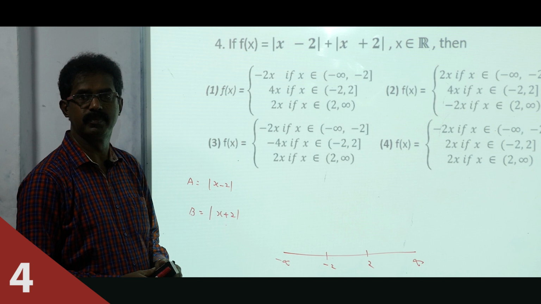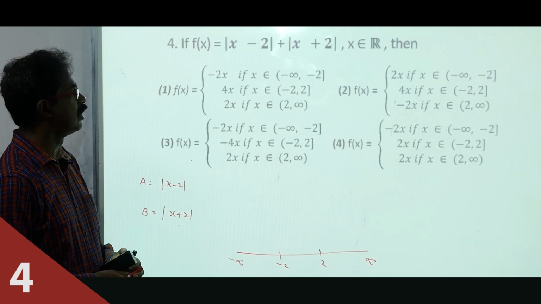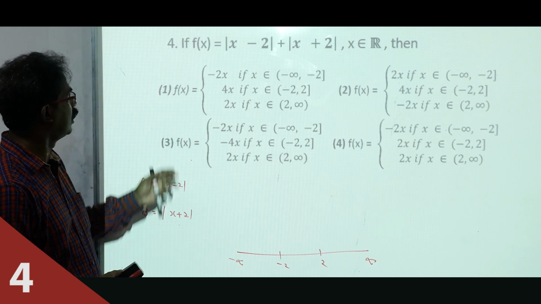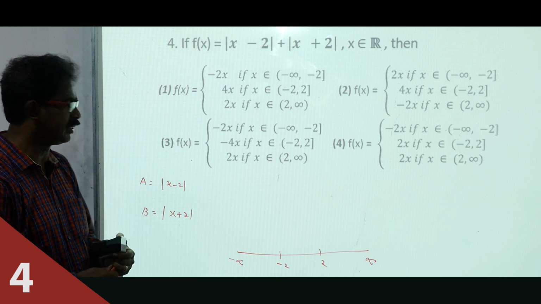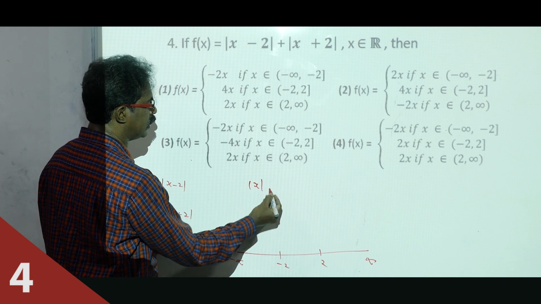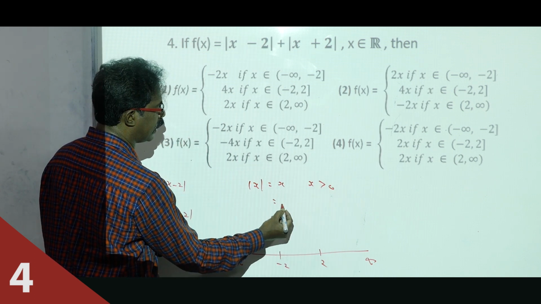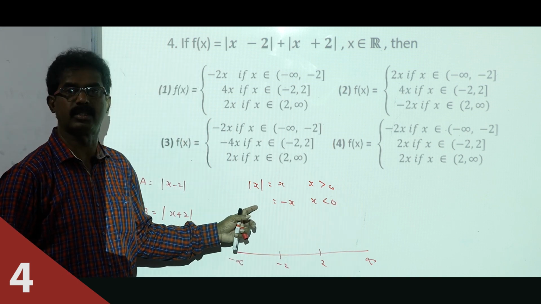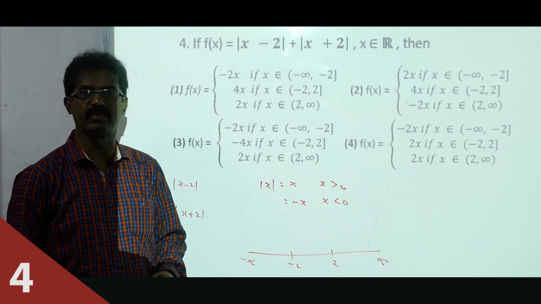Question number 4. If f of x is modulus of x minus 2 plus modulus of x plus 2, then these are the 4 options given. With the modulus function, be very careful, just remember this one value: modulus x is the same as x itself if x is positive, and we take it as minus x if x is negative.